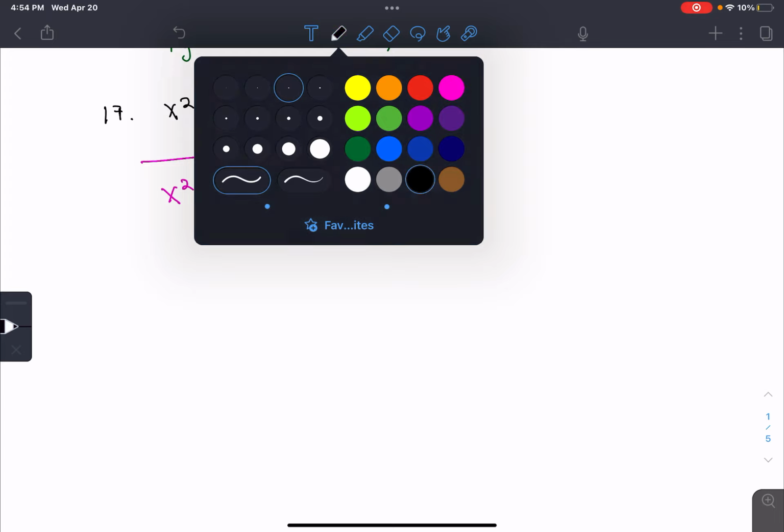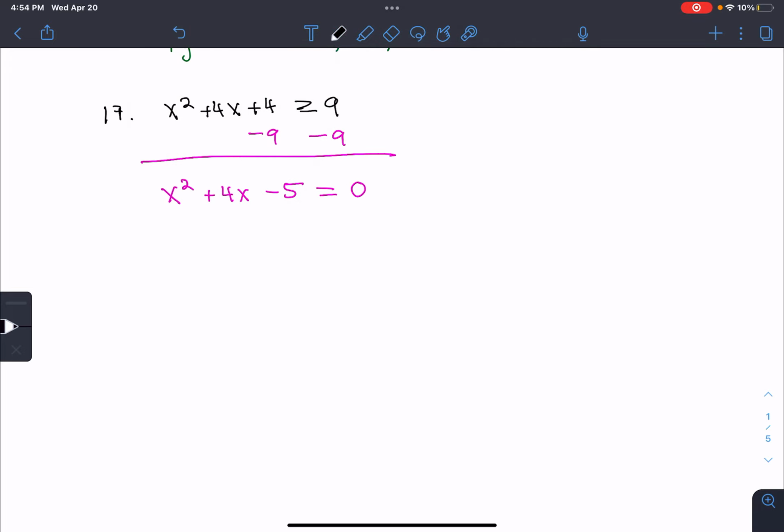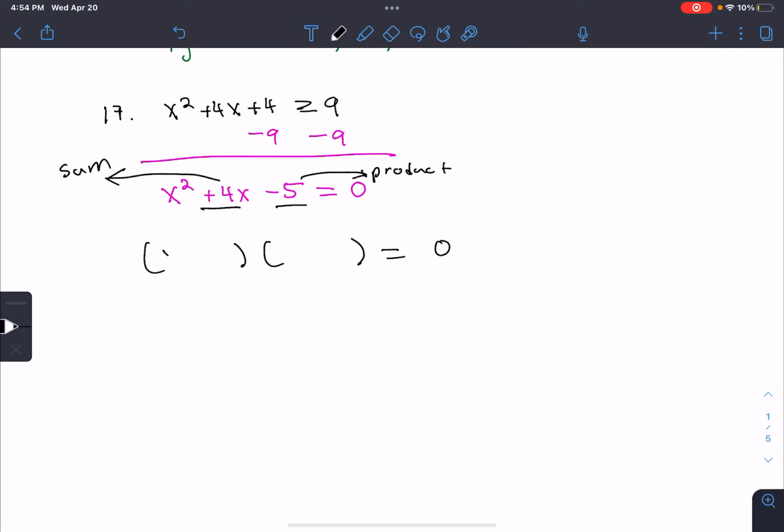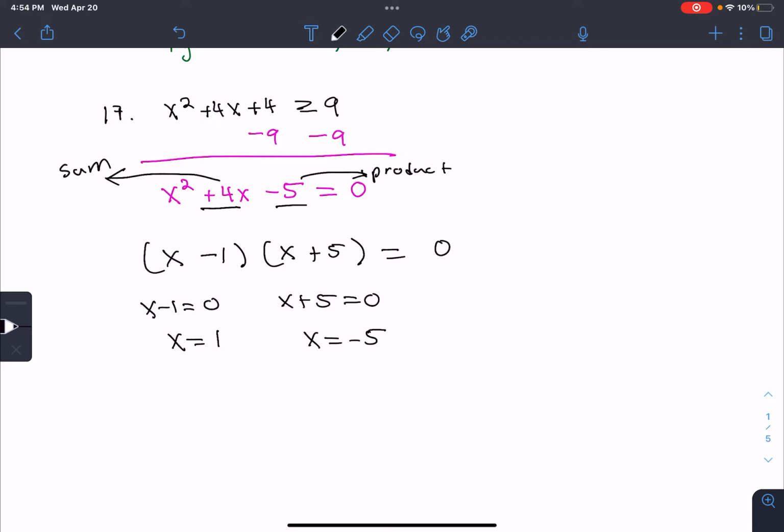And this is your standard factoring problem. So this -5 is called your product. This 4 is your sum. So what two numbers multiply to -5 and add to 4? That will be a +5 and a -1. We set these both equal to 0, and we get our two values.